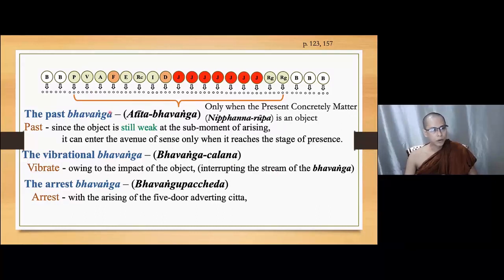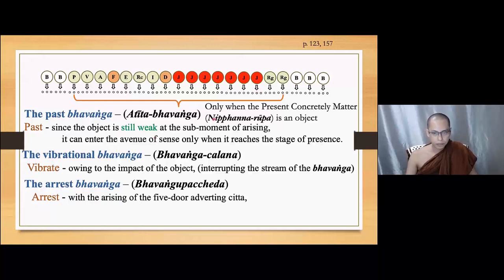And here, in three moments, only when the present concrete matter, which is called Nippanna Rupa in Pali, is an object, the past bhavanga is necessary. It means when the present concrete matter is an object, there will be the past bhavanga. If it is the past or future concrete matter, or the other mentalities, the mentality including the Paññatti and Nibbana, the past bhavanga is not necessary, and also the past bhavanga will not be there. So it will step from the vibrational bhavanga and arrest bhavanga, and it will continue in the process.